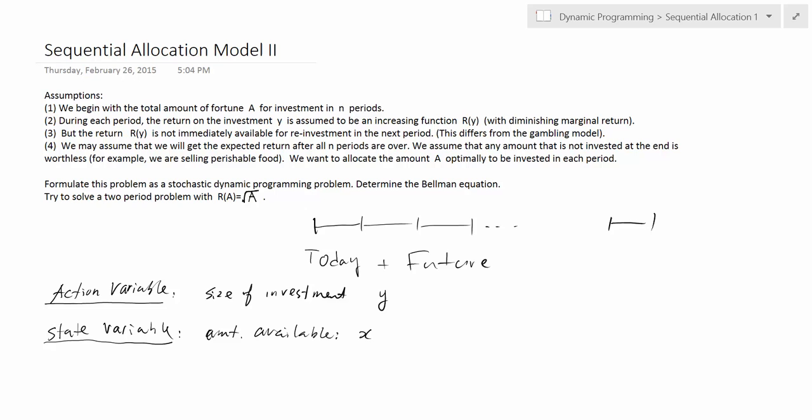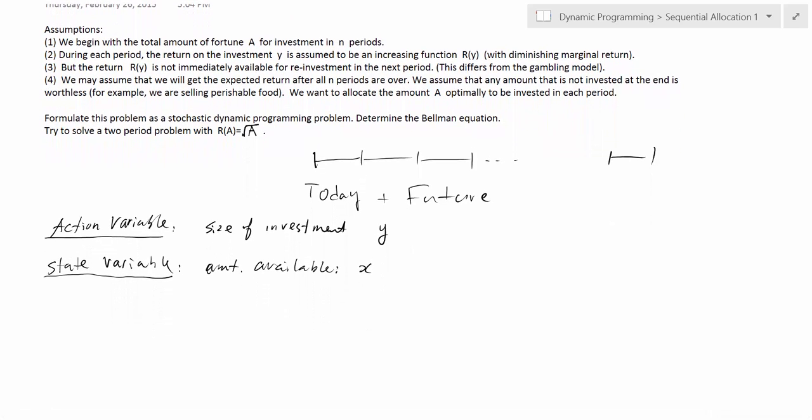So now after we do this, we try to calculate what's going to be the return if we invest Y for today, and then we add the expected maximum return from the future. The future over here, we don't know for certain, so it's going to be expected. And for today, we need to now make an assumption that we're going to invest. It's not optimal yet, so let's just say invest Y. And X is the amount available.